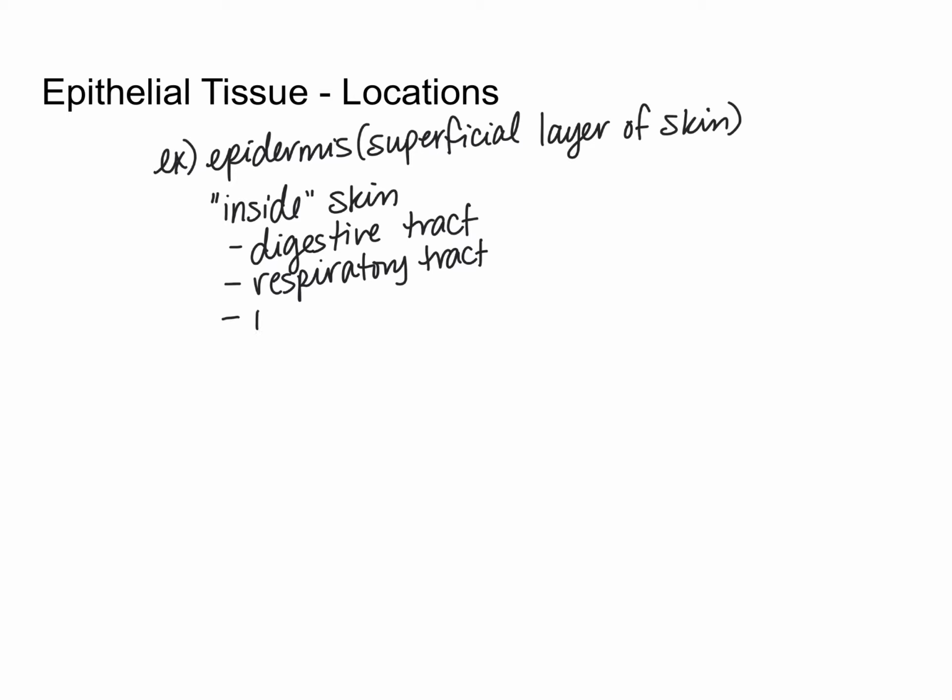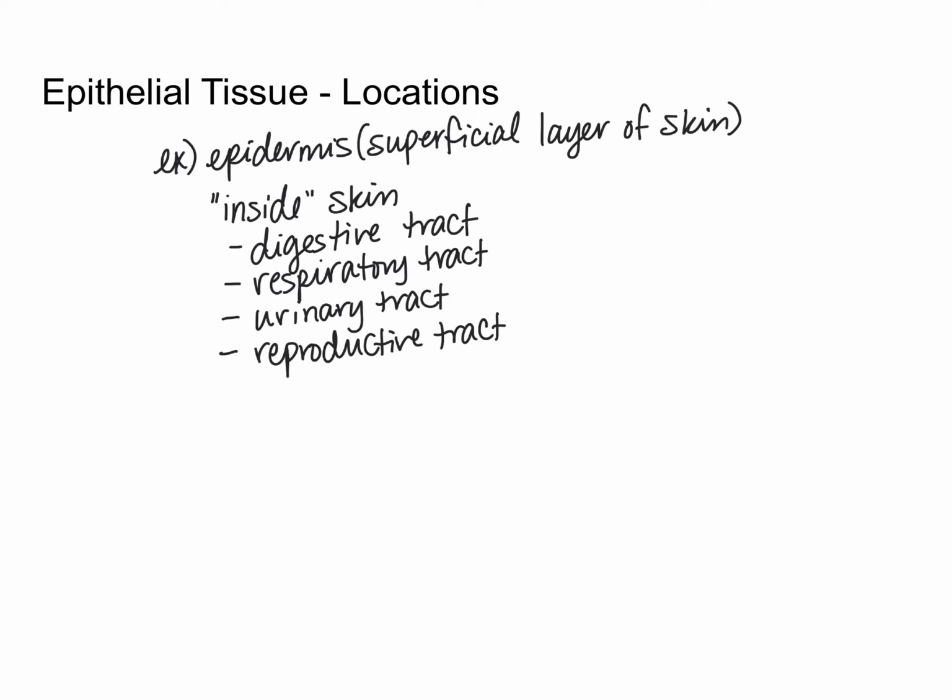We can find it along the urinary tract. So in your kidneys and your ureters and your urinary bladder and the urethra, all of those structures are going to have epithelial tissue lining these tubes. And last but not least, we have the reproductive tract. So the vagina, the uterus, the uterine tubes, all of those are lined with this epithelial tissue, as are the urethra and the different passageways associated with the male reproductive system as well.